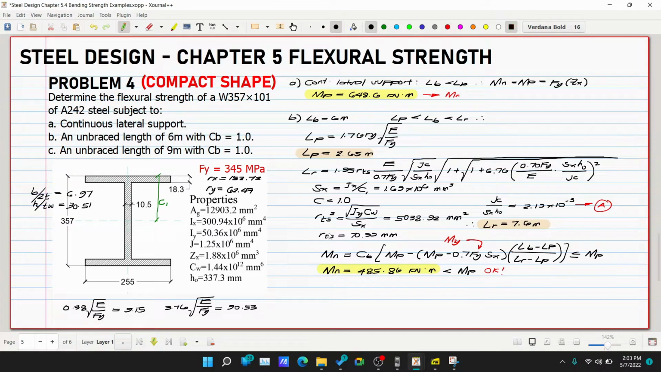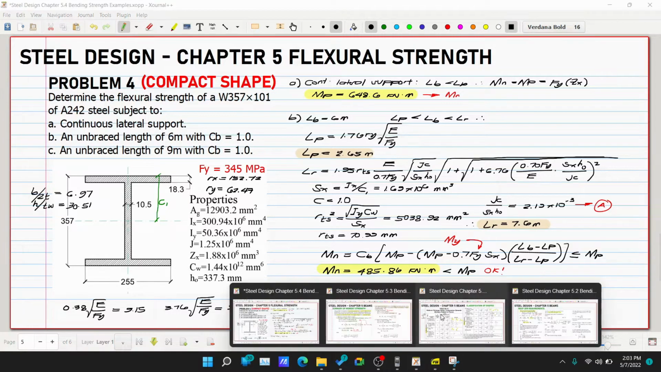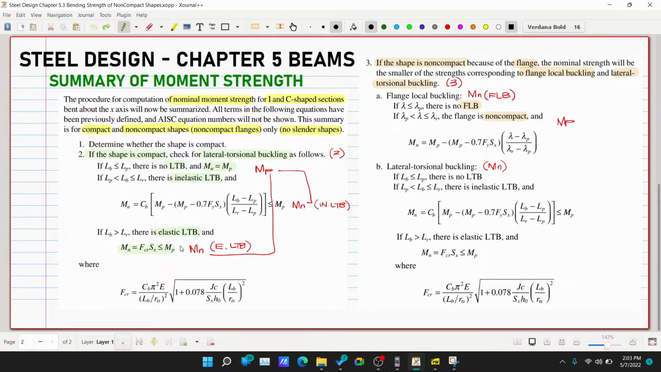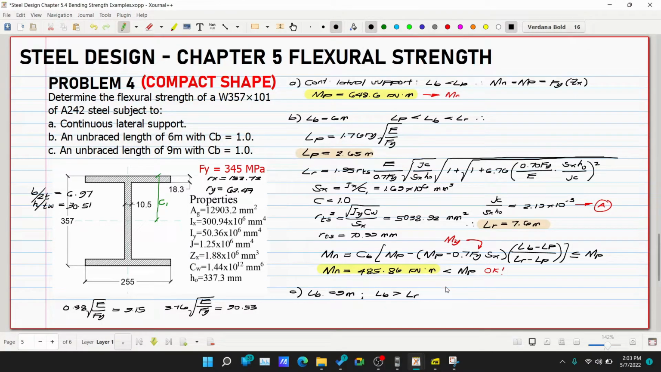Last. Ayan. So, 9 meters naman ang ating LB dito. Since ang ating LB is greater than sa ating LR na 7.6, ito yung gagamitin natin. Yung ating MN is equivalent sa FCR-SX or critical buckling stress. So, MN is equivalent sa FCR-SX and this should be less than or equivalent sa MP.